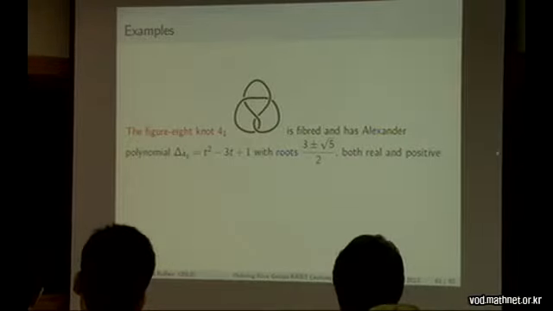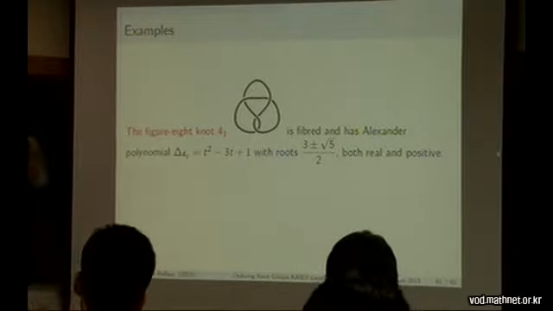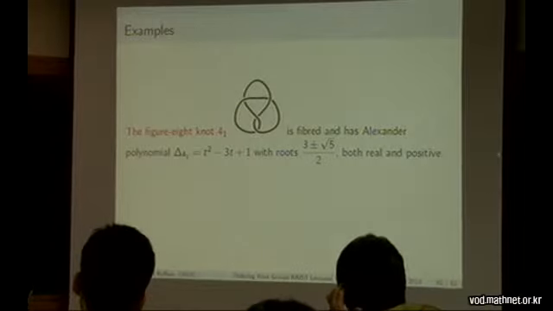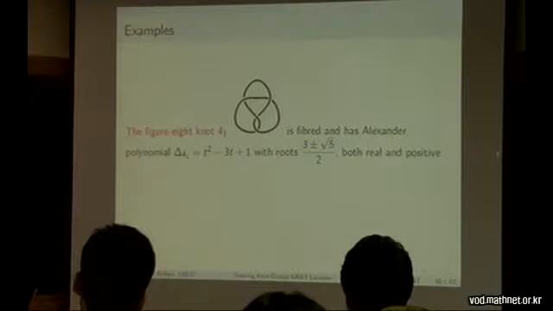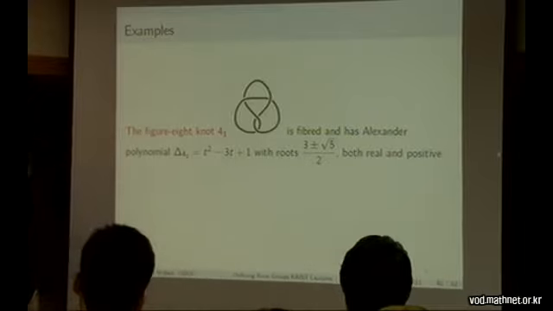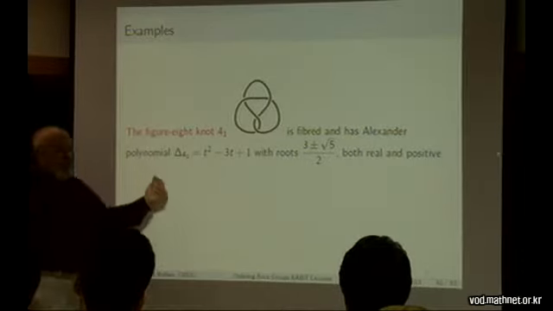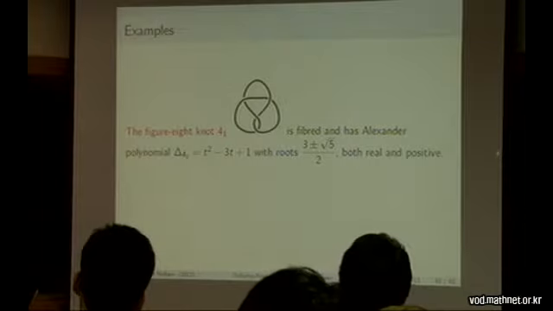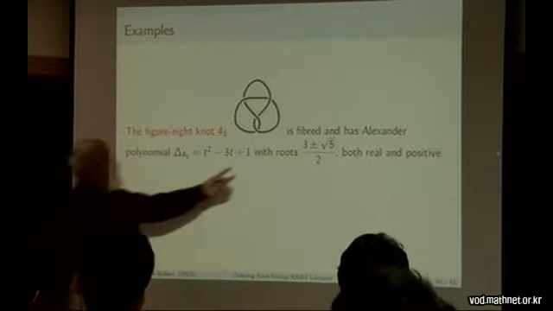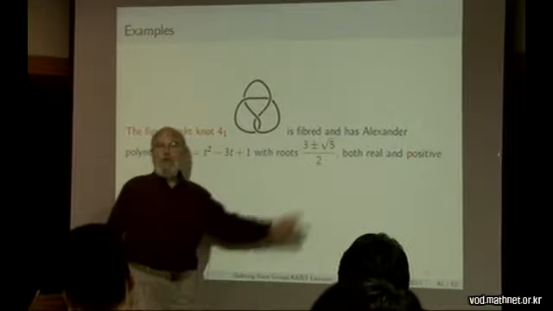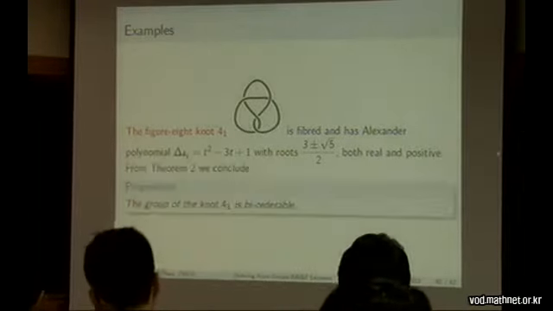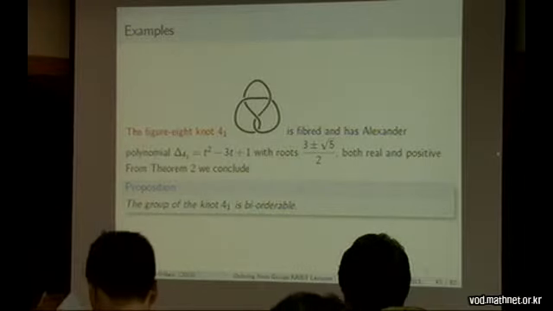Now let's look at the figure 8 knot. This is really the next non-trivial knot in the standard knot tables. It's the only knot with 4 crossings in a minimal projection. It's fibred, and its Alexander polynomial is t squared minus 3t plus 1. Using the, what's it called? The quadratic formula, you can find the roots are (3 plus or minus root 5) over 2, real positive numbers. So we conclude that the group of the knot 4_1 is biorderable.